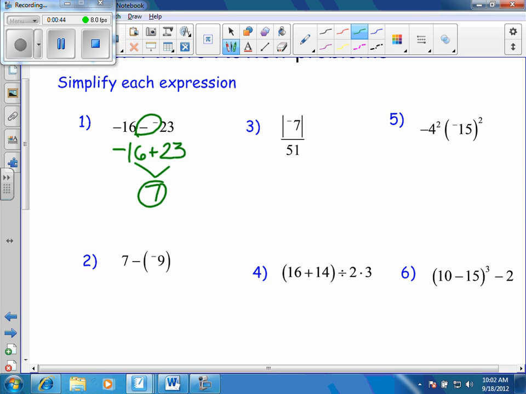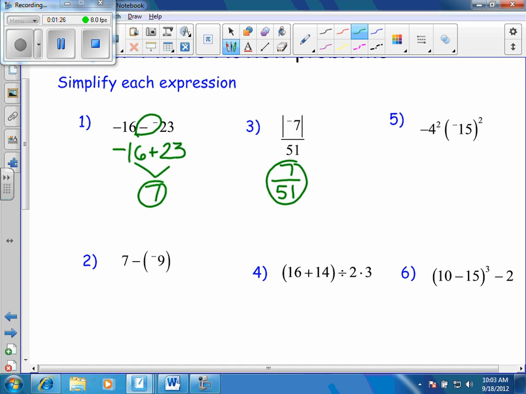Let's do this one. Absolute value. It's the same thing. So that works. So here, absolute value of -7 is what? 7. And so 7 over 51 is a fraction. Check to see if it reduces. Does 7 go into 51? No? 6? Exactly. So, okay, it does go in 7 times, but since there's a remainder, it doesn't reduce.